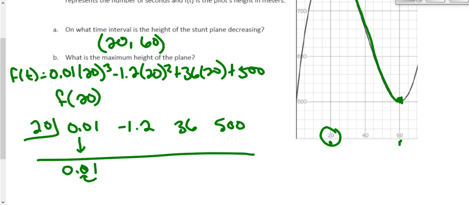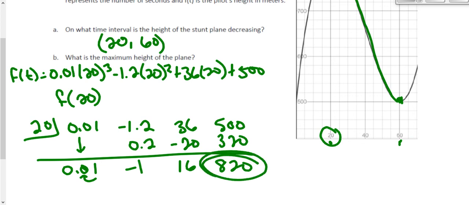When we add up and down, this just becomes negative 1. Negative 1 times 20 is just negative 20, so we have no more decimals anymore, which is nice. 36 minus 20 is 16, and 20 times 16 is 320, which I add here to find 820. And remember, the remainder of my division is my value, so it is exactly 820. And whether you solved the equation or did synthetic division, we can confirm that this is in fact true.